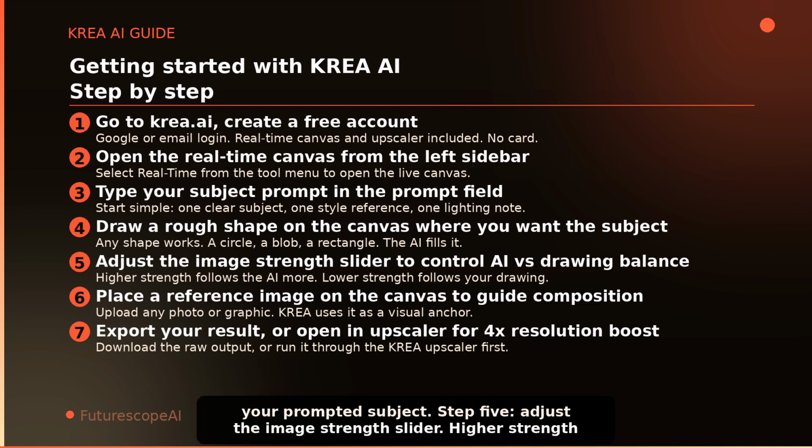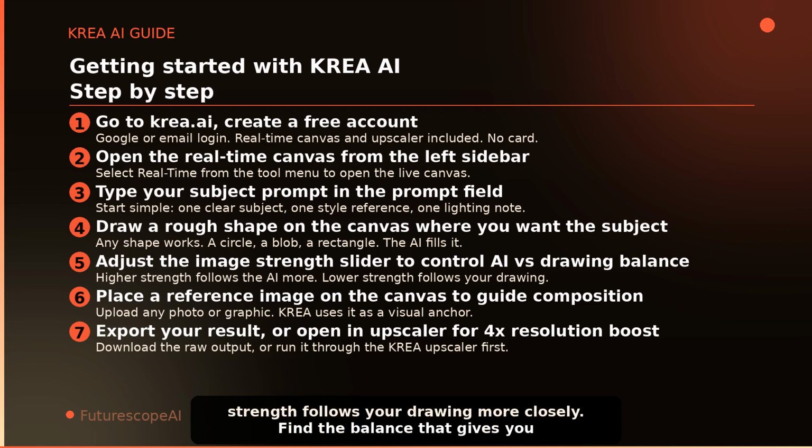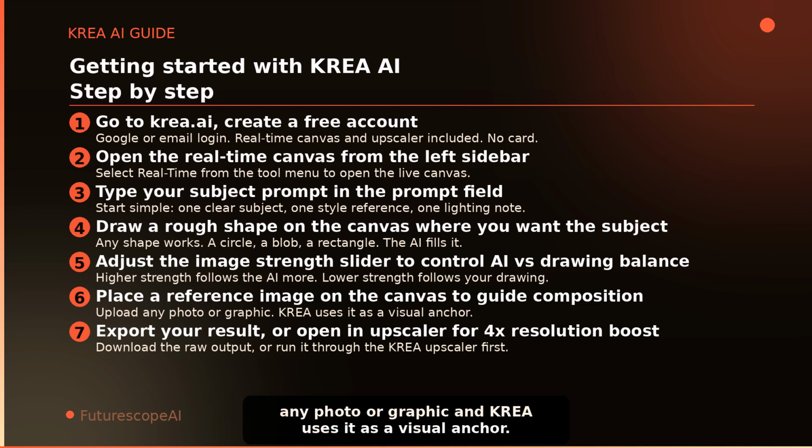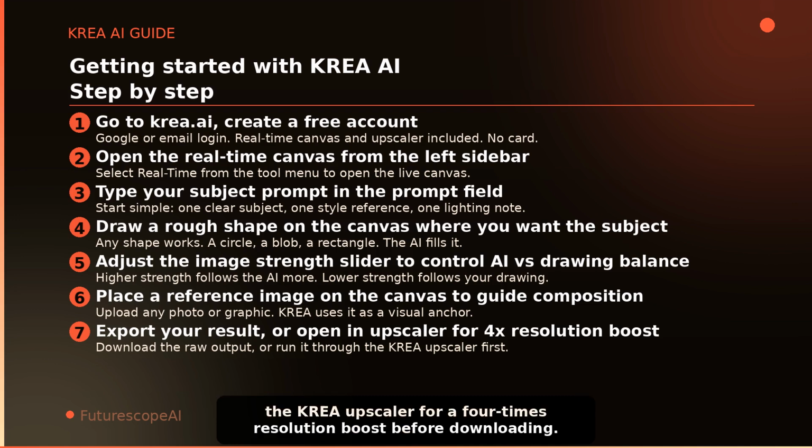Step 5. Adjust the image strength slider. Higher strength gives the AI more freedom. Lower strength follows your drawing more closely. Find the balance that gives you control without losing quality. Step 6. Place a reference image on the canvas to guide the composition. Upload any photo or graphic and KREA uses it as a visual anchor. Step 7. Export your result as a PNG, or open it in the KREA upscaler for a 4x resolution boost before downloading.